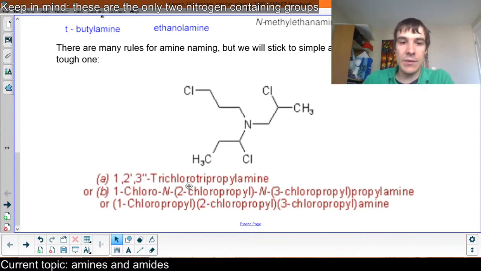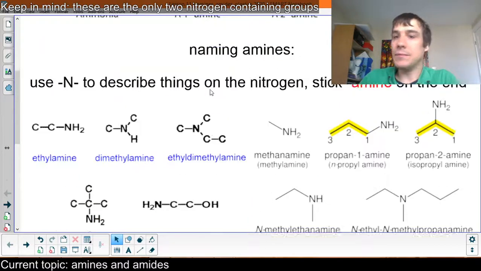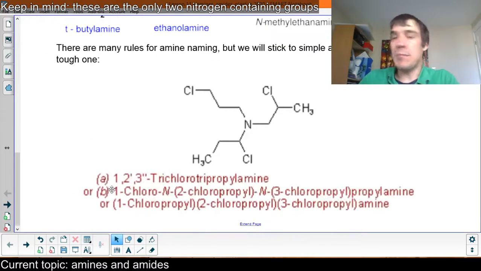Or you can do this like 1-chloro is there, N, and then 2-chloropropyl because that's propyl on 2 with chloro on 2, and N, 3-chloropropyl, so those are on N. We got those brackets and they're on N. So that's the official IUPAC way to name this thing. I'm not going to give you anything that crazy for amines, but yeah, that's amines. Don't worry too much about making an amine. They're just going to exist.